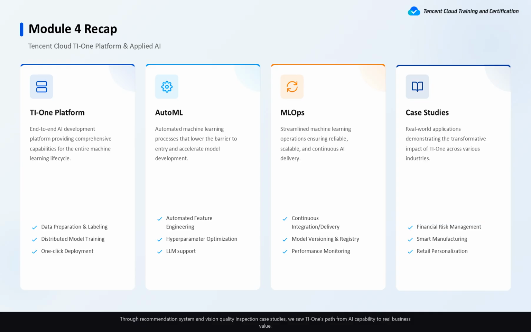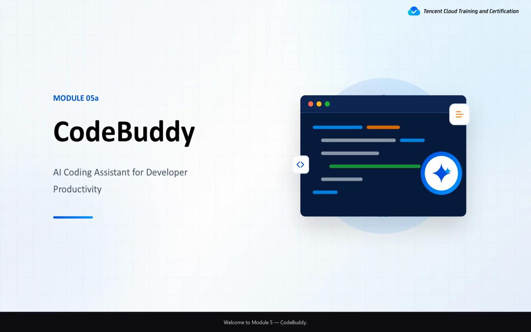Next, we enter Module 5, CodeBuddy, the AI intelligent coding assistant for developers. Welcome to Module 5, CodeBuddy. If previous modules addressed how to use Tencent Cloud AI services to build products, CodeBuddy tackles a more immediate question: how to make the building process itself dramatically more efficient.